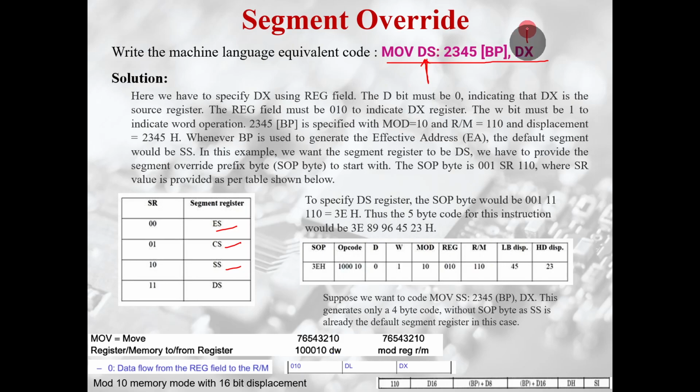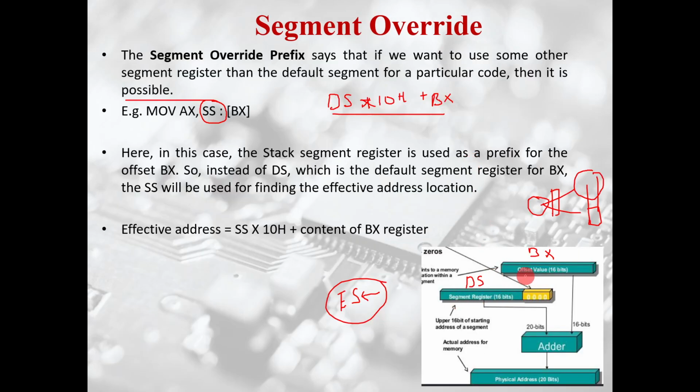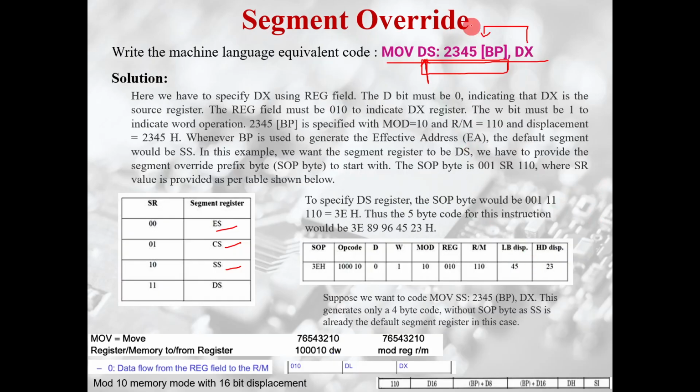Whatever is the contents of the DX register, obviously this is 16-bit data because it is DX, needs to be put into a memory location whose address is to be computed from here. So this is the offset. Now what is the value of the offset? This DS value gets here, and the offset value will be 2345 plus the contents of the BP register.